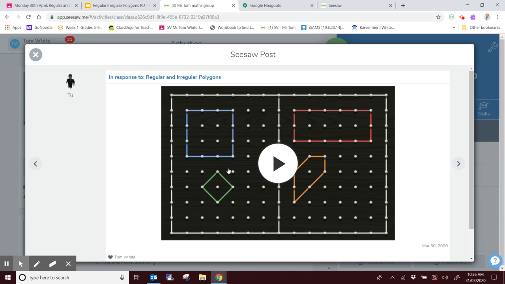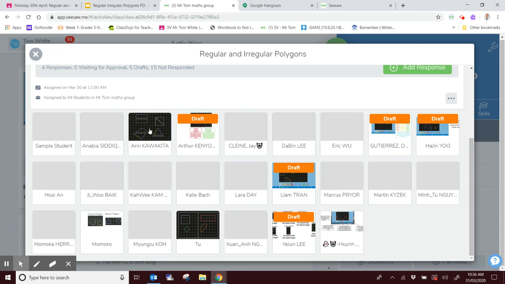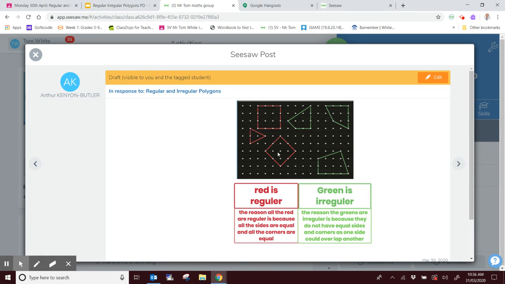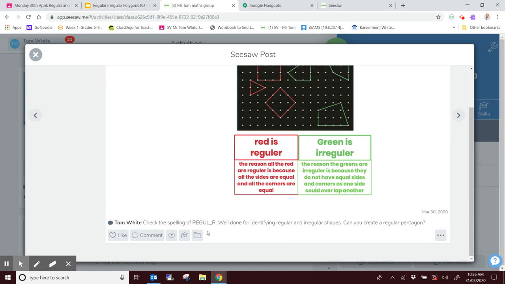So for that one, you need to come up with a different shape, a different regular polygon. And that applies to a lot of people. I'm trying to find another example. Might be Arthur. Arthur, on yours, you've got a red square and another red square. Just because it's rotated doesn't mean it's not still a square. Okay, so you need to find a different shape.